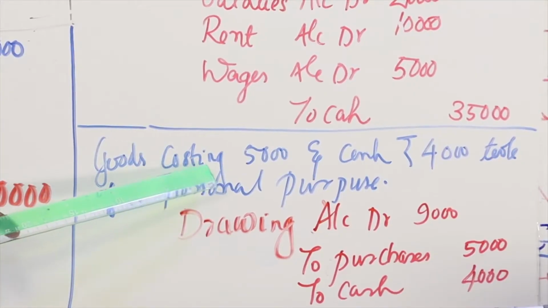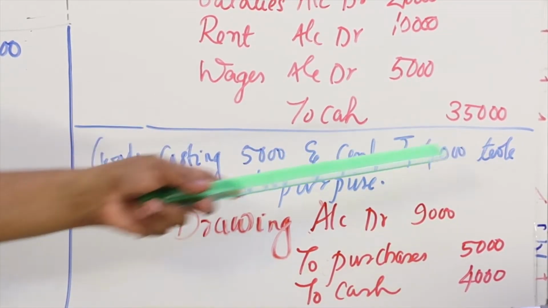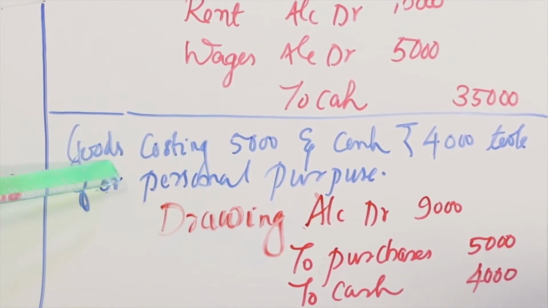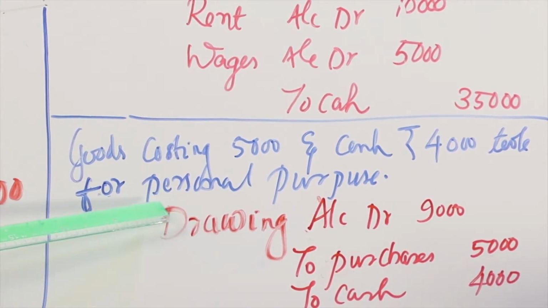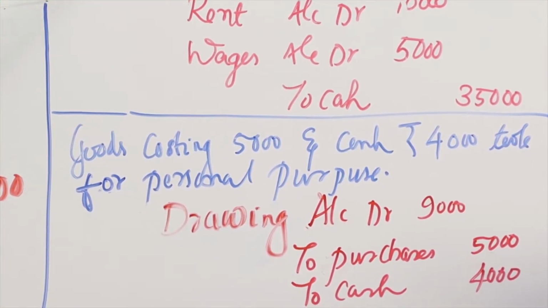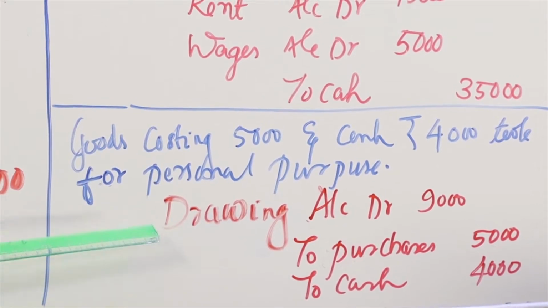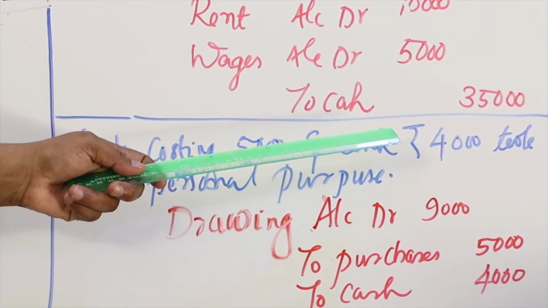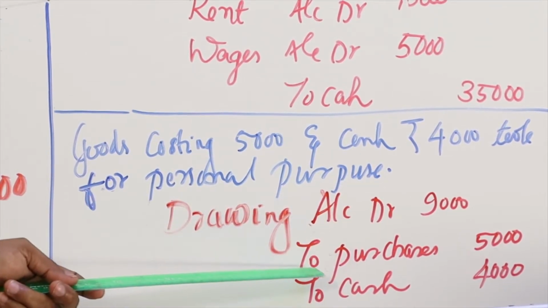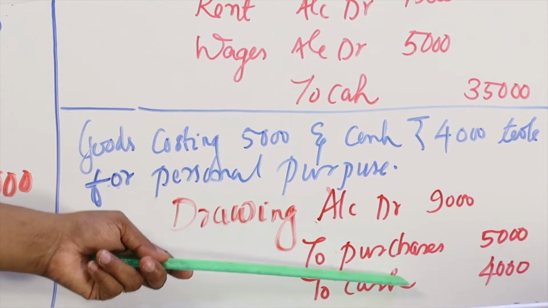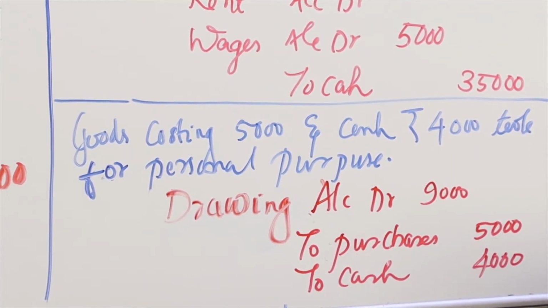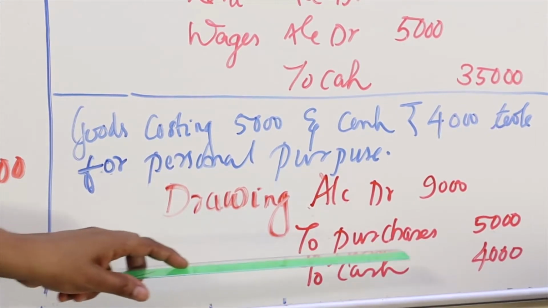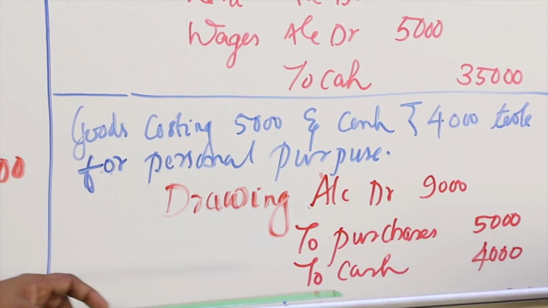Okay, last one: goods costing 5,000 and cash rupees 4,000 taken for personal purpose. So the owner took goods costing 5,000, then cash rupees 4,000 for personal purpose. Whenever the owner takes for personal purpose, we call it drawings. Drawings account must be debited, and goods are decreasing and cash is also decreasing because he is taking cash. So drawings account debit to purchase. We have to reduce purchase because when we purchase goods, we debit purchase. Here, when the owner takes goods, we have to credit purchase account for reducing stock. So purchase account credit, to cash account credit.